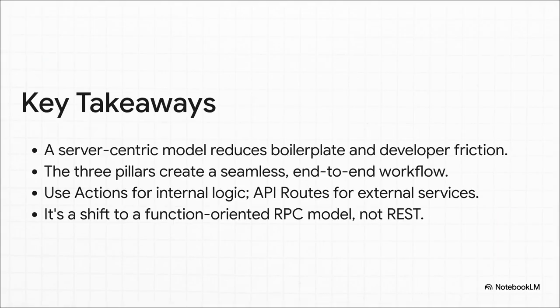So let's just pull this all together. What have we learned? Well, first, this new server-centric model is a huge win against boilerplate and complexity. Second, those 3 pillars, the actions, the revalidation, and the hooks, they work together to give you this incredibly smooth and secure workflow right out of the box. Third, the big decision, actions versus API routes, it just comes down to that one question, internal or external. And finally, maybe the biggest takeaway is that we're moving away from thinking in terms of API resources and endpoints and shifting to a simpler model of just calling functions.